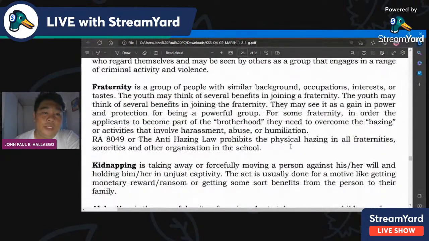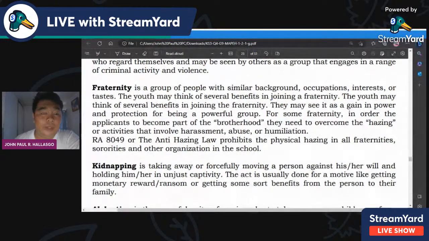We have the fraternity. When we talk about fraternity, this is a group of people with similar background. Even in college or university, they exist. Unlike gangs, though there are only a few cases of gangs forming in universities and colleges, usually it is fraternities. They are organized, no?